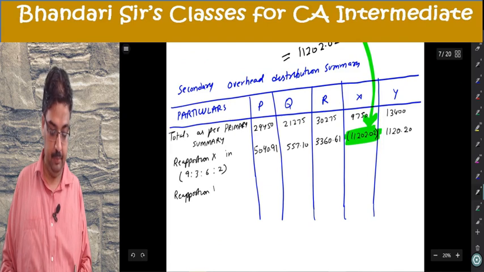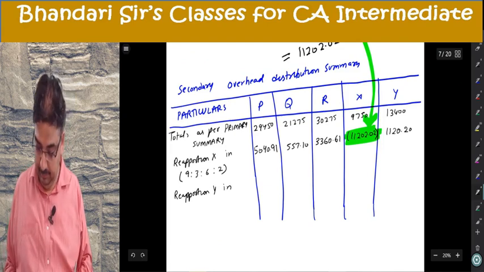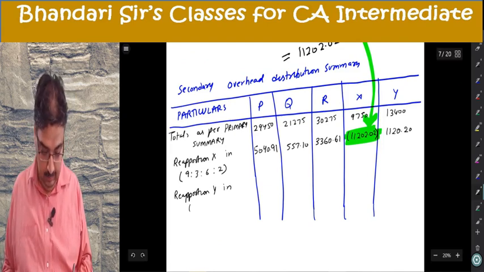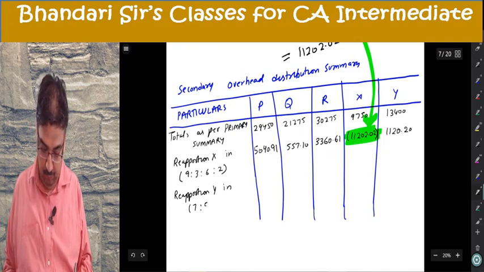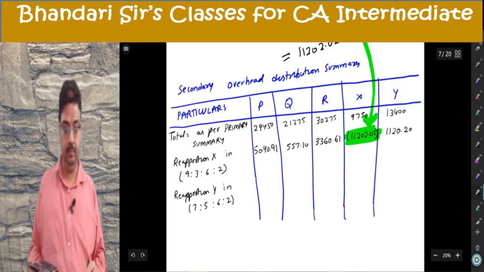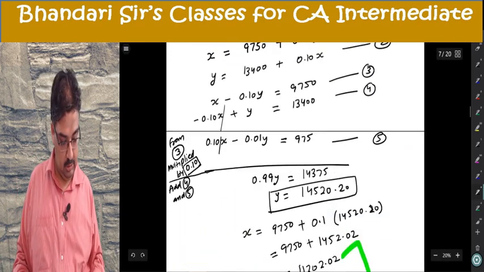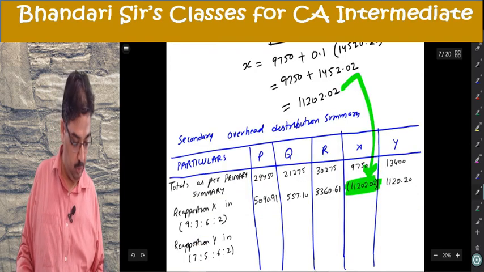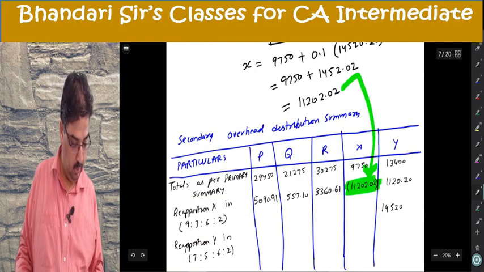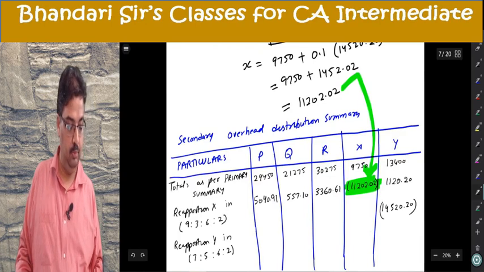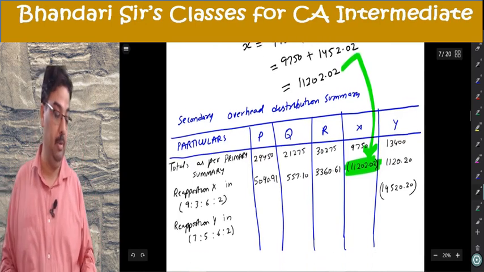Reapportion Y in the ratio 7:5:6:2. The amount of Y we computed was 14,520.20. You can check here itself, Y is becoming 0.